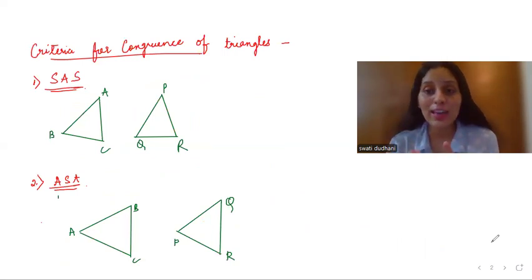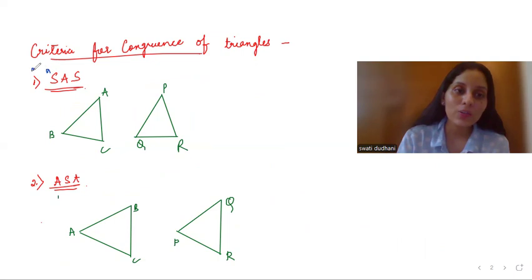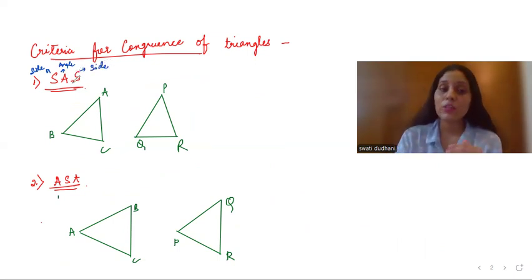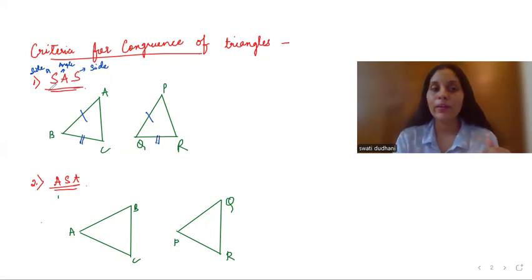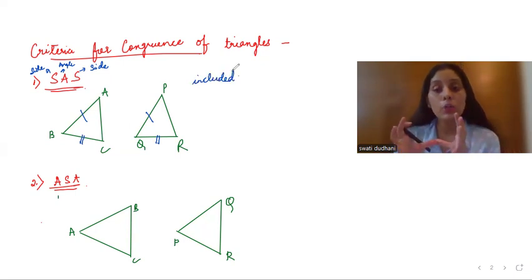To prove two triangles congruent, we have some criteria. So let's go through that. The first one is SAS. S stands for side, A stands for angle, and S again stands for side. So side, angle, side. Here if I take AB is equal to PQ and BC is equal to QR. Here we can see that the angle is between the two sides. So this angle is the included angle, very important. It is between the two sides.